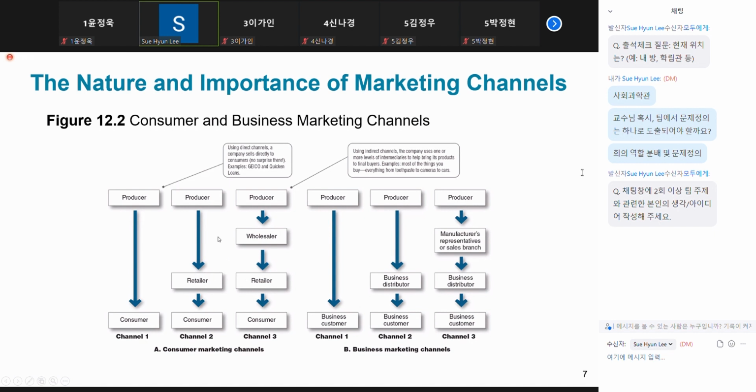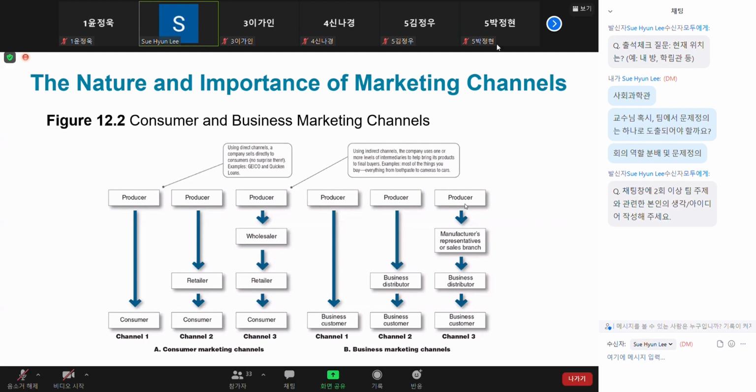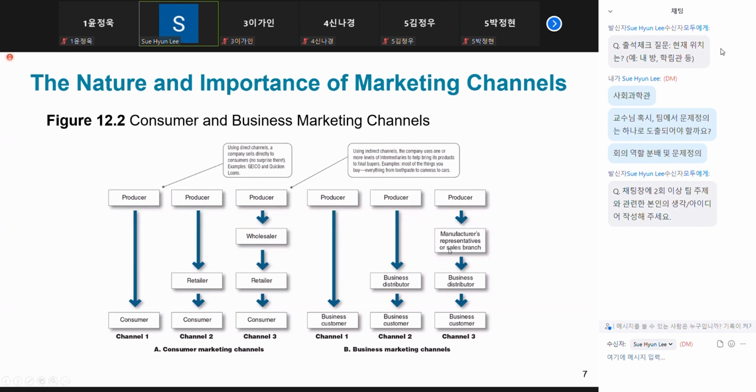It shows both consumer and business channels of different lengths. On the left side, it shows several common consumer distribution channels. Let's see channel 1. Channel 1, called the direct marketing channel, has no intermediary levels. The remaining channels in this figure are indirect marketing channels, because they are not direct, right? There are some routes, so it's called an indirect marketing channel, containing one or more intermediaries. On the right side, it shows some common business distribution channels. The business marketer can use its own sales force to sell directly to business customers, or it can sell to various types of intermediaries who in turn sell to these consumers.